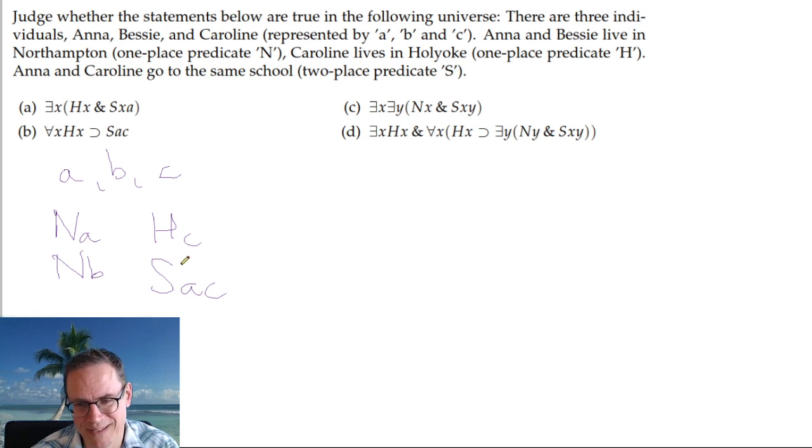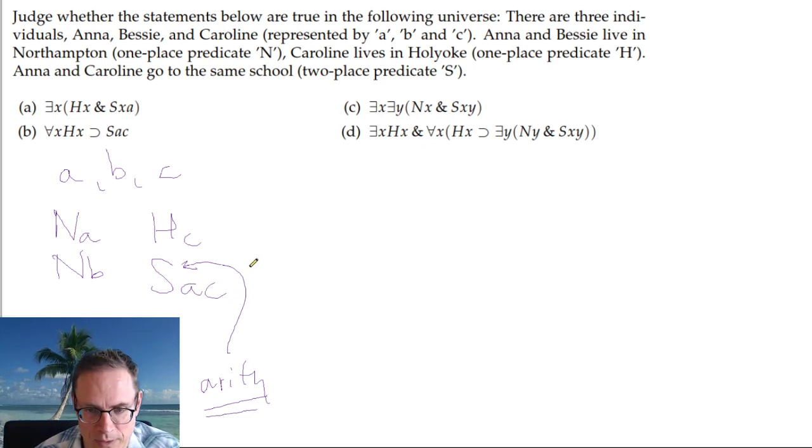And by the way, every predicate letter has what's called an arity. It's a binary or a ternary predicate. It has to do with the number of positions that have to be occupied for it to be a complete sentence. So S is a binary predicate, a relational predicate, a relational expression. Okay. All right. Now let's see if these claims are true in this universe.